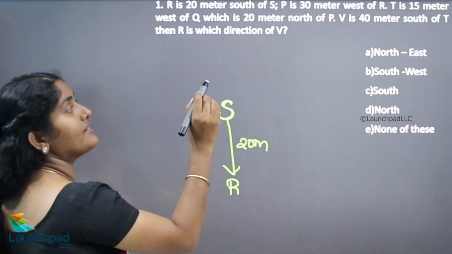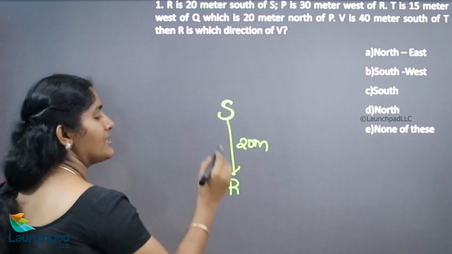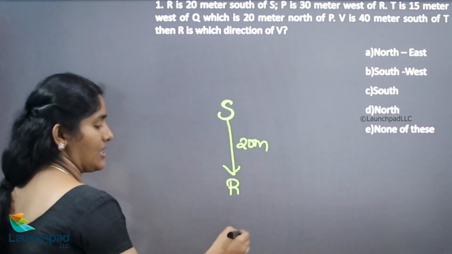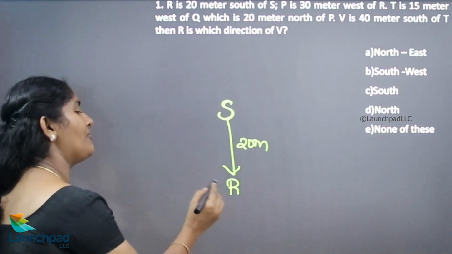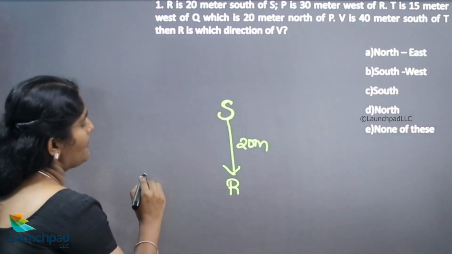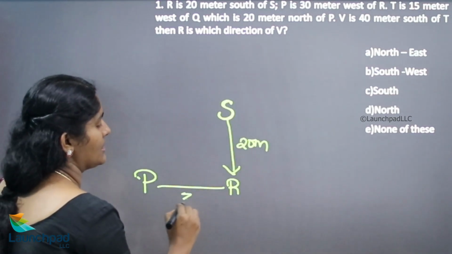Now P is 30 meters west of R. R's upward direction is north and downward direction is south, and left hand side direction is west. Here P is located. Yes, P is located here, 30 meters.